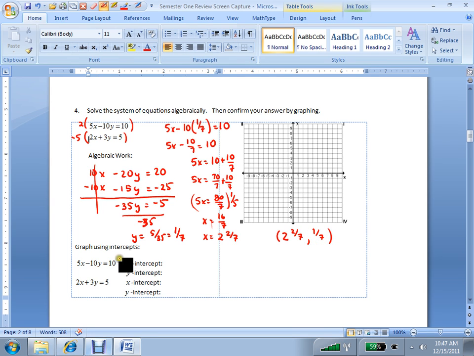I'm going to use graphing to confirm that this is the correct answer. So I'm going to use intercepts since it's in standard form. If I'm looking for the x-intercept, I know that y is 0. Plugging in y is 0, I'm left with the equation 5x equals 10, or x equals 2. I can go ahead and graph that point.